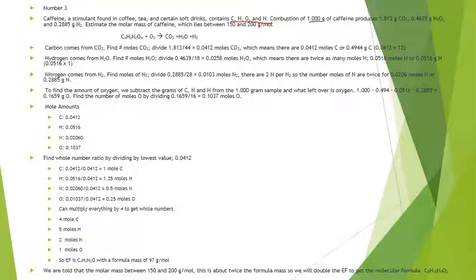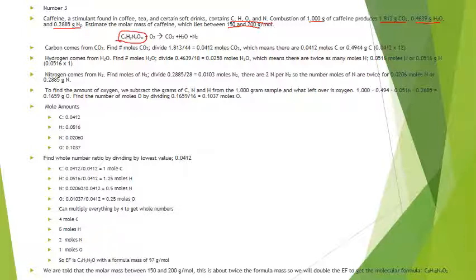I'm going to combust it, and I get 1.813 grams of carbon dioxide, 0.4639 grams of water, and 0.2884 grams of nitrogen. And the molar mass is somewhere between 150 to 200 grams. Okay, so this is what we have here.